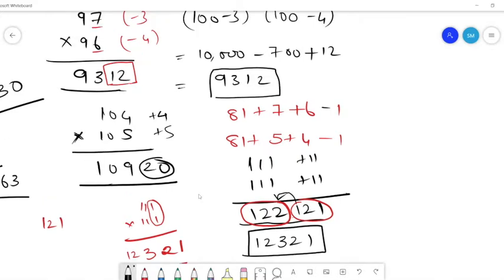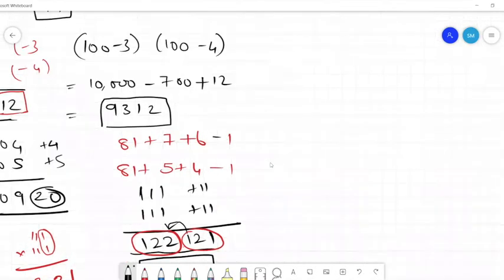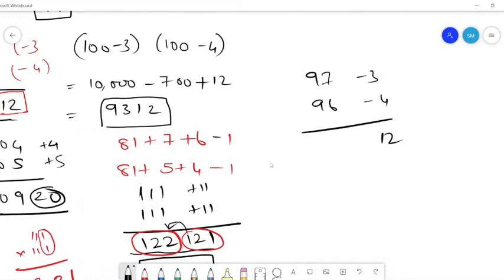One more thing we can do is 97 into 96. We take 100 as the base. So you get 3 and 4. So that 12 remains the same. And then what you do is you can straight away subtract 97 minus 4, which gives 93. That is the diagonal one. Either of the diagonals, either 97 minus 4 or 96 minus 3, both will always give the same answer. Wow. This is Vedic math.